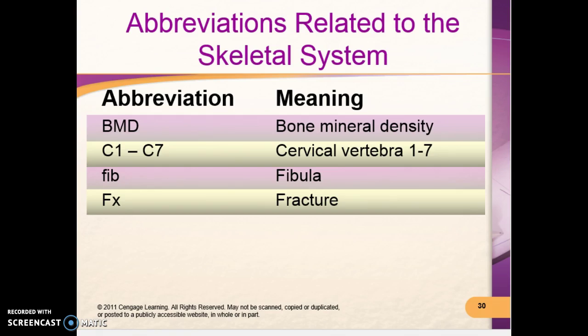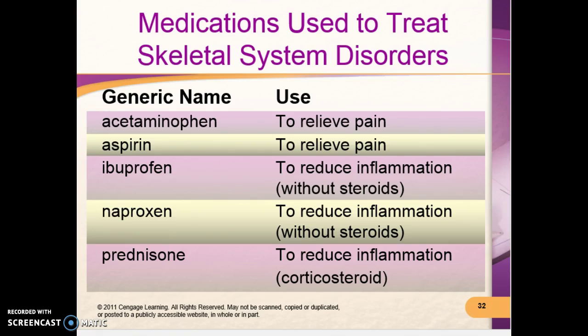The other thing is becoming familiar with the medications used to treat some of these things. Obviously, big things is going to be pain relief. So acetaminophen, aspirin, ibuprofen are all pain relievers. Ibuprofen is a pain reliever that does so by reducing inflammation. So is naproxen. Prednisone reduces inflammation as well, but it uses a steroid. That's kind of the difference between those there.